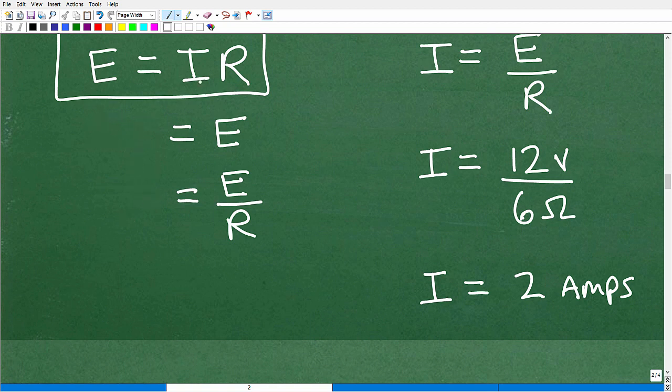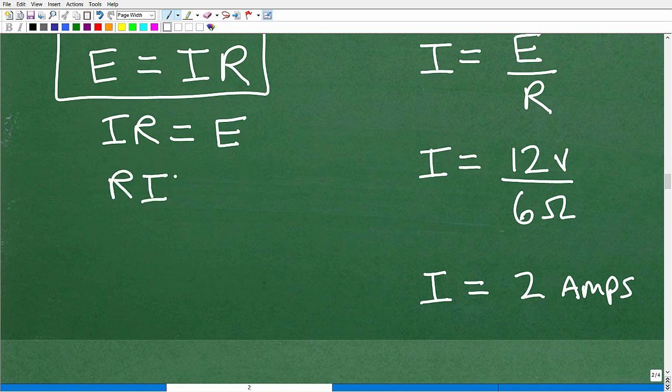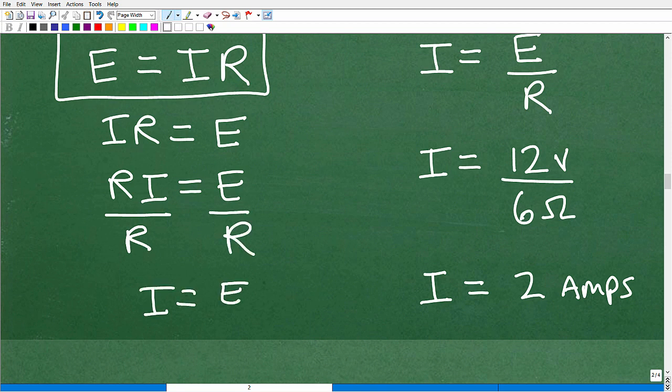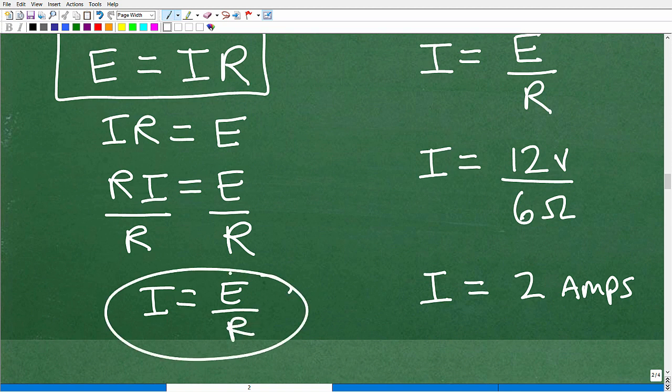If it helps, let's break this out a little bit further. I times R in algebra is the same thing as R times I. They mean the same thing, and that equals E. If it helps with that little model, think of 2x equals 10. But to get I, and that's what I need, the current, I have to divide both sides of the equation by R. So I is going to be equal to E divided by R.